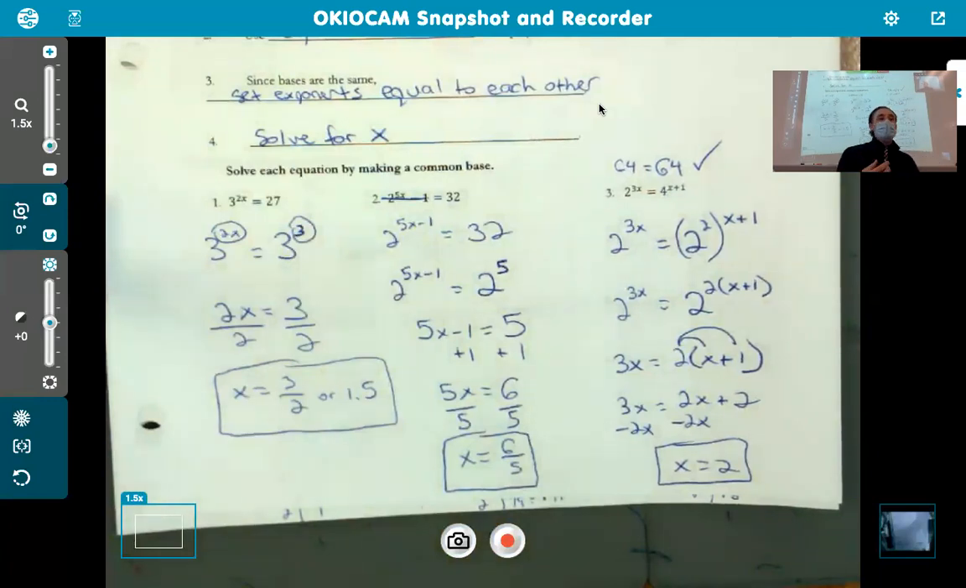So anytime that you get a value, you can plug that back in for x to make sure that you have the correct answer, all right? And you should get the same thing on either side of your equation. Everybody clear with that idea so far? Everybody good?